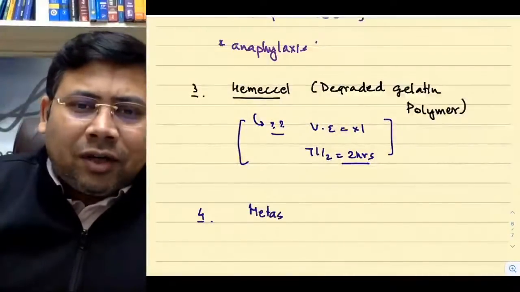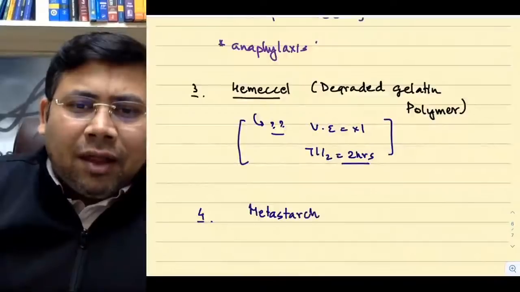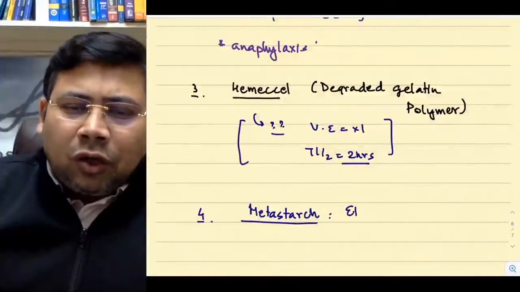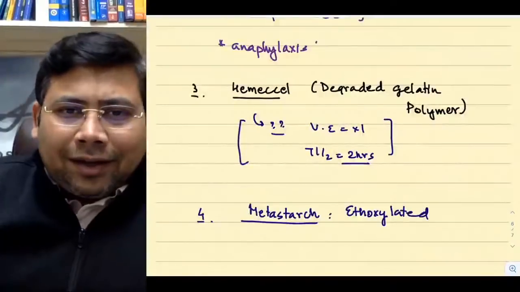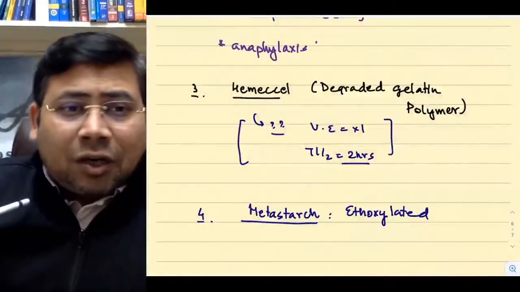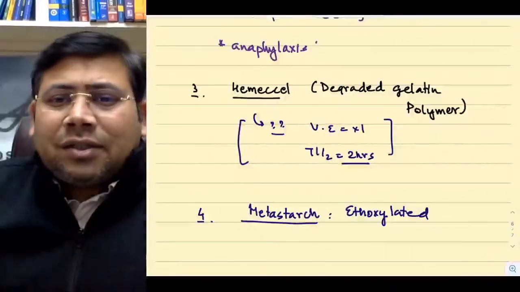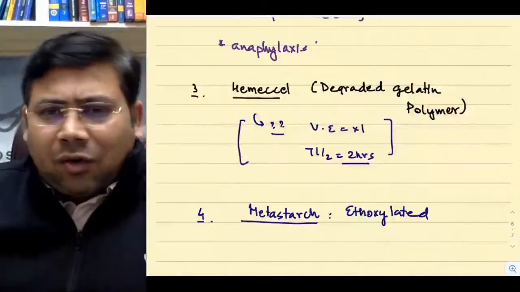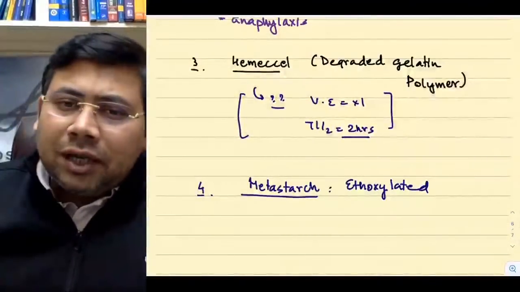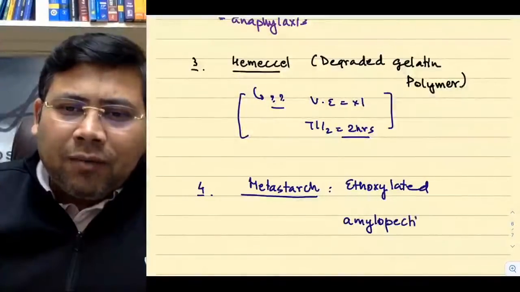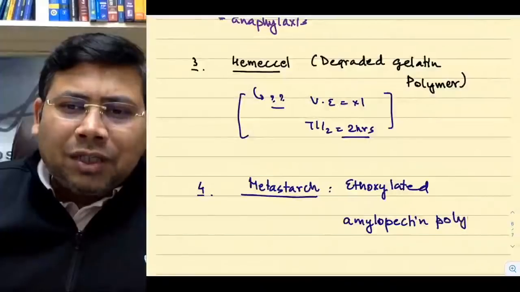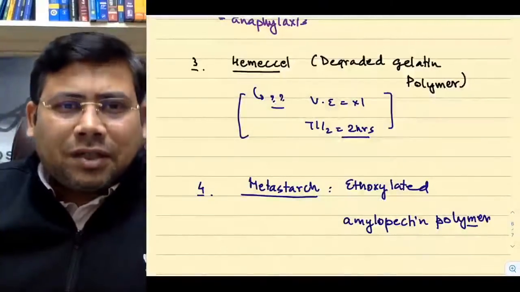Next is hetastarch. This is the last colloid that we have. Hetastarch is an ethoxylated polymer of amylopectin. Hetastarch and Haemaccel are the commonest available colloids in hospital. So they are cost effective also. Ethoxylated amylopectin polymer, both the features are same.